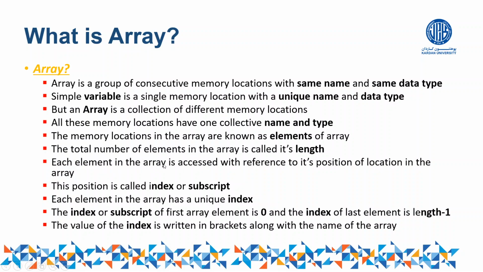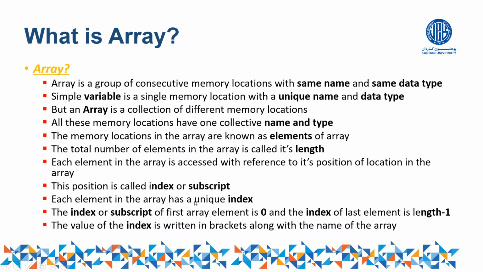Each element in the array is accessed with reference to its position or location in the array. Each element, for example 2, 3, 4, 5, whatever element you have stored in a particular memory location, will be accessed by its position in the array. Now, this position is called what? That is called the index, or we also call it the subscript.